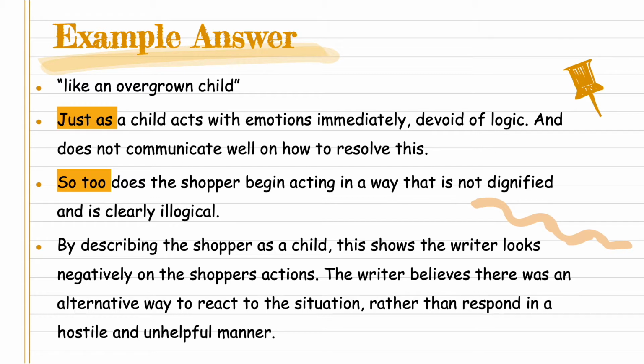In National 5, you will get a mark for identification. You will get a mark for identifying like an overgrown child. But your second mark comes from the last bullet point. You want to be able to link back to the question well. By describing the shopper as a child, this shows the writer looks negatively on the shopper's actions. The writer believes there was an alternative way to react to the situation rather than respond in a hostile and unhelpful manner. So here is where we get our second mark.